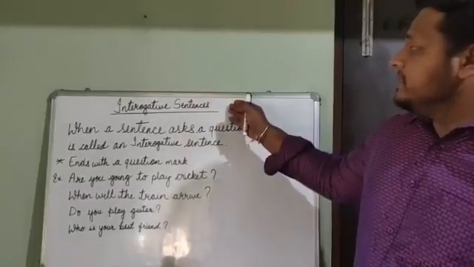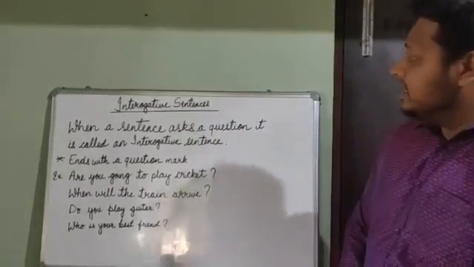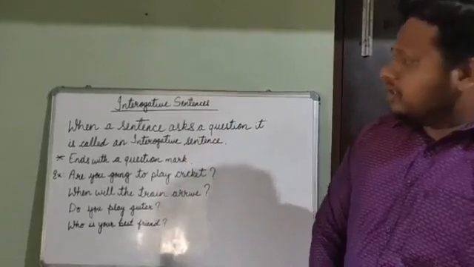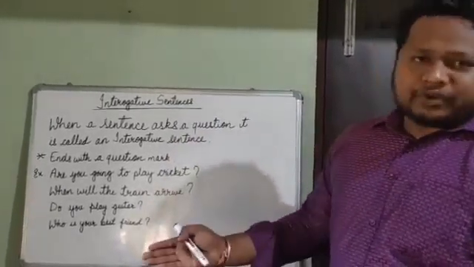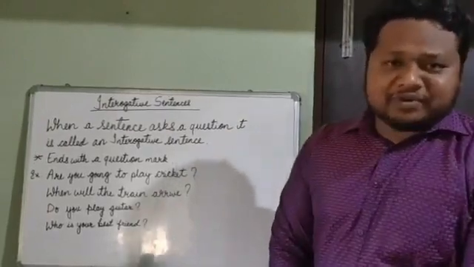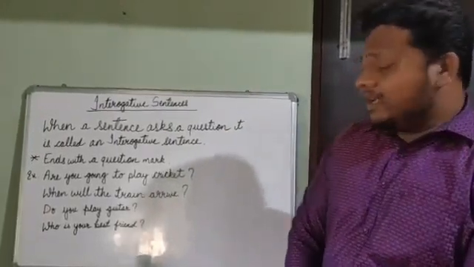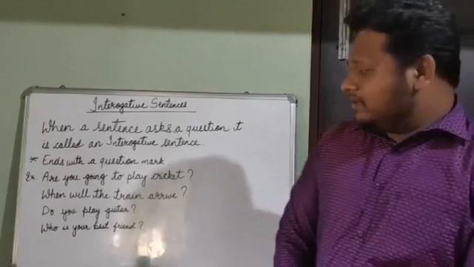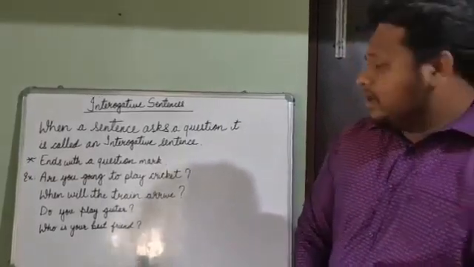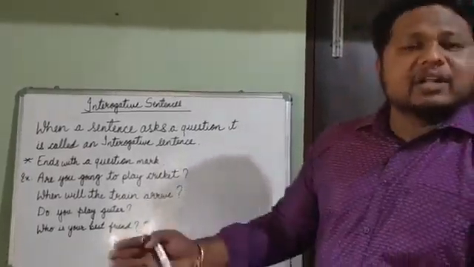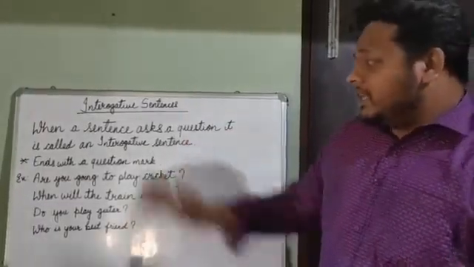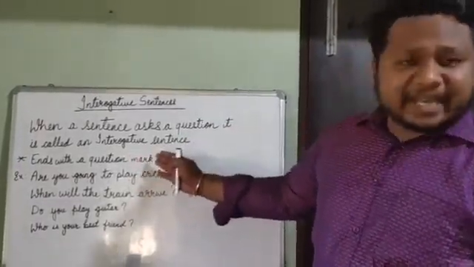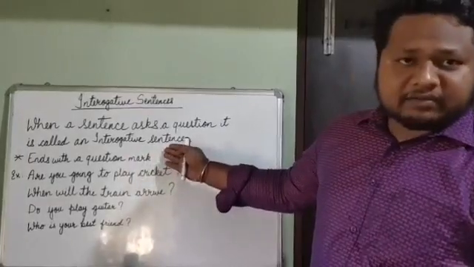Now, interrogative sentences. When a sentence asks a question, it is called an interrogative sentence. Okay? Questions. How are you? Are you going to play? What date is today? Do you play guitar? Who is your best friend? These are all some common examples of interrogative sentences. An interrogative sentence always ends with a question mark.